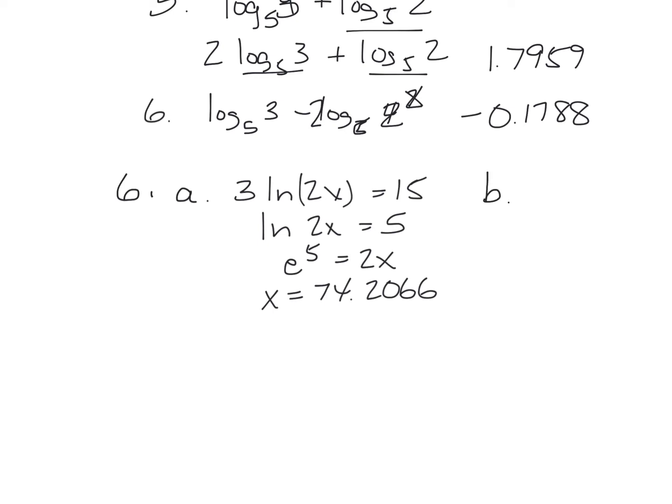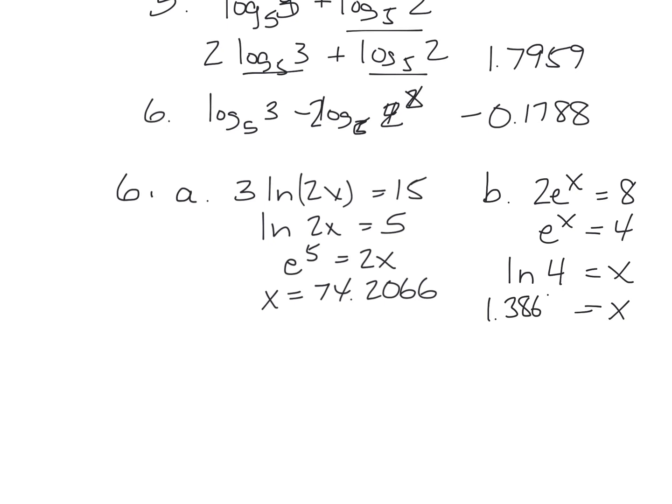For part B, I'm going to get that e to the x part by itself. So I'm going to add 3. I'm going to divide by 2. Now changing the form, this is log base e, which is ln of 4 is equal to x. So x would be 1.3863.